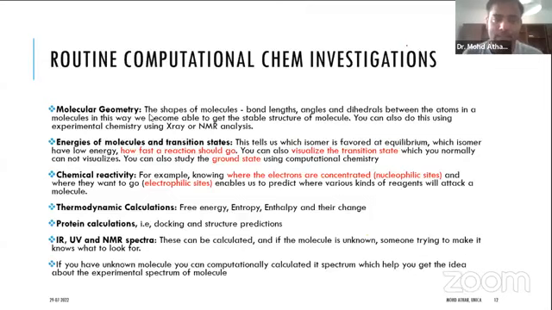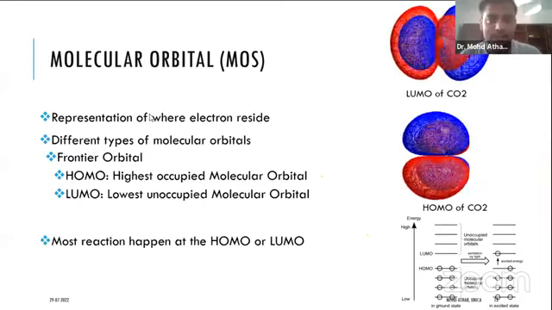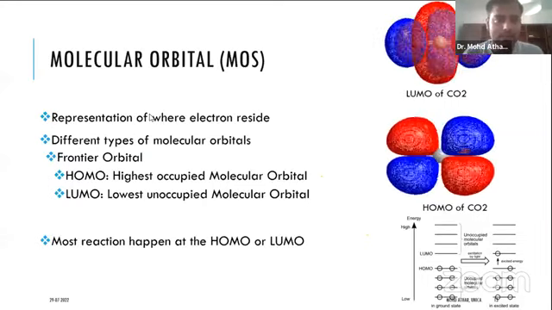You can also do protein calculations, like in drug design and discovery, where we do docking or molecular dynamics simulations that are fairly simple nowadays. And you can also do spectral calculations, like IR, UV, NMR, and accordingly predict the photochemical properties of your molecule, of your system. Sometimes in experiments we also compare with the computational data in order to verify our results. So this is the routine investigation, and then I will take you through it point by point.